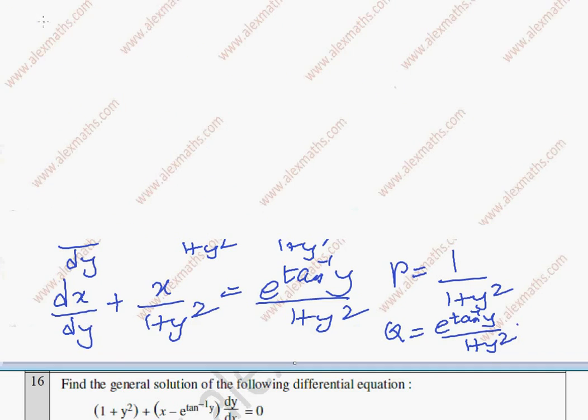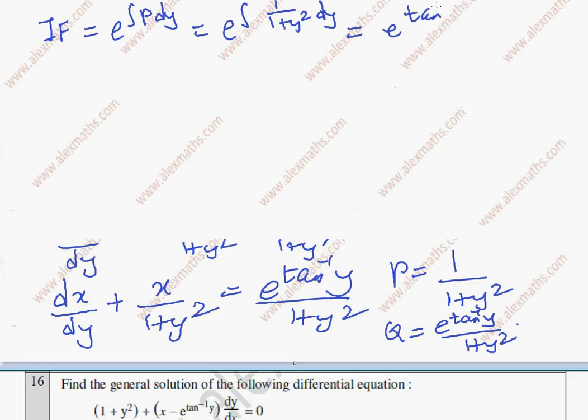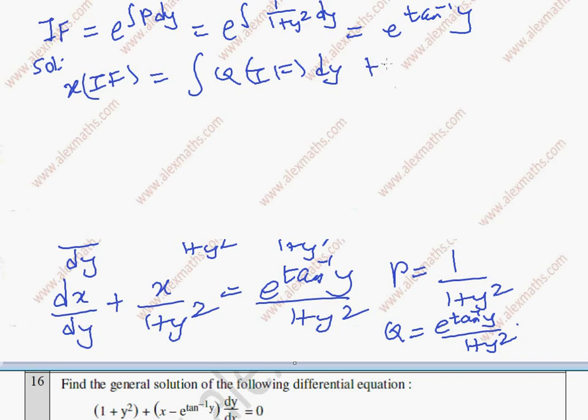Now we have to find the integrating factor. The formula is e power integral p dy. So e power integral 1 by 1 plus y square dy, which is nothing but e power tan inverse y. Now coming to the solution, x into integrating factor equals integral q into integrating factor into dy plus c.